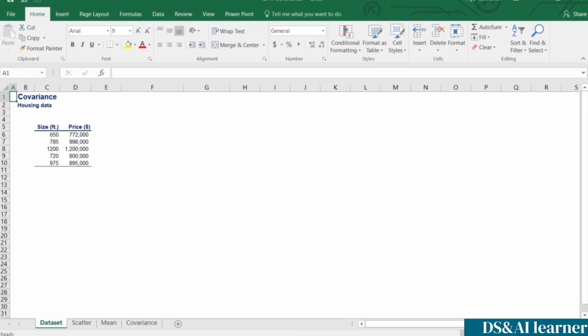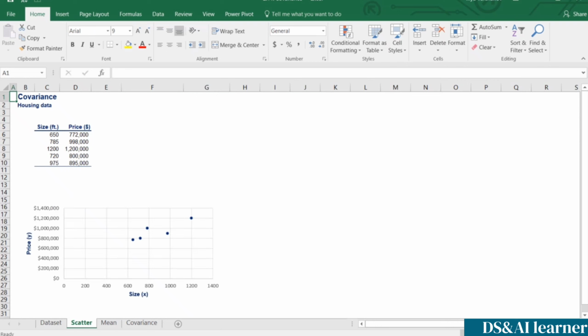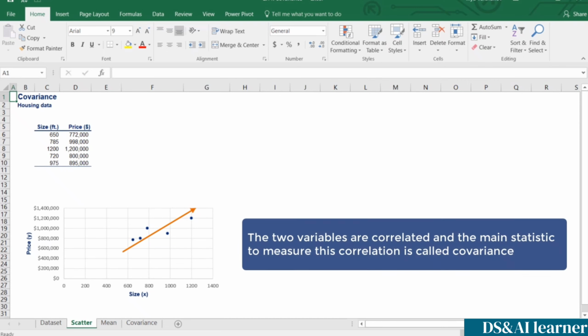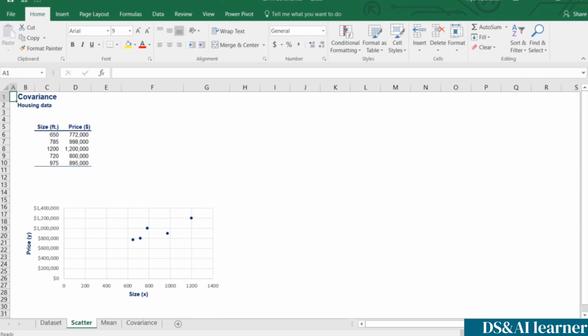We can present these data points in a scatter plot. The x-axis will show a house's size, and the y-axis will provide information about its price. We can certainly notice a pattern. There is a clear relationship between these variables. We say that the 2 variables are correlated, and the main statistic to measure this correlation is called covariance. Unlike variance, covariance may be positive, equal to 0, or negative.